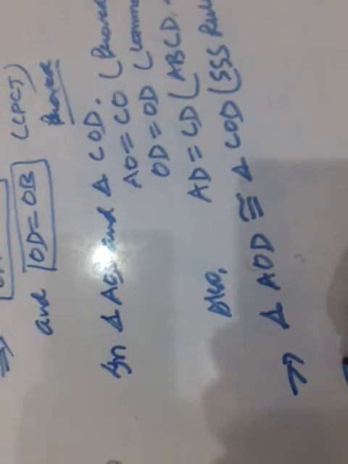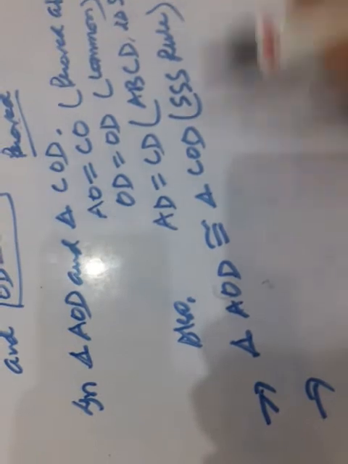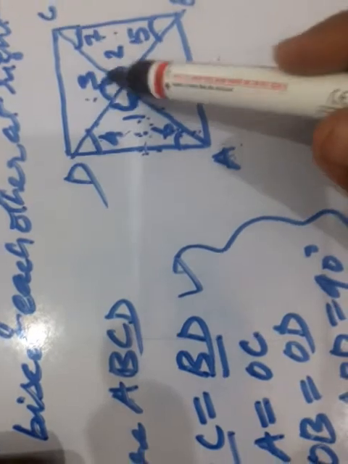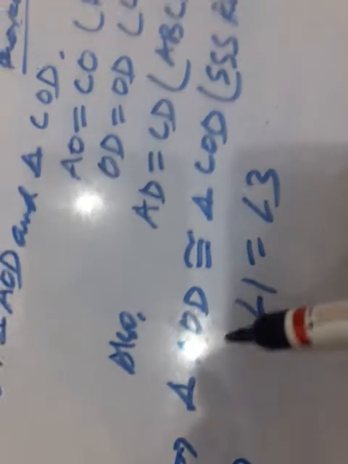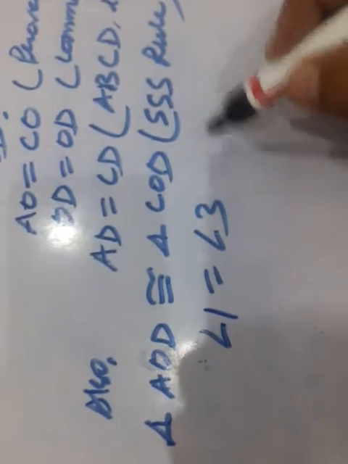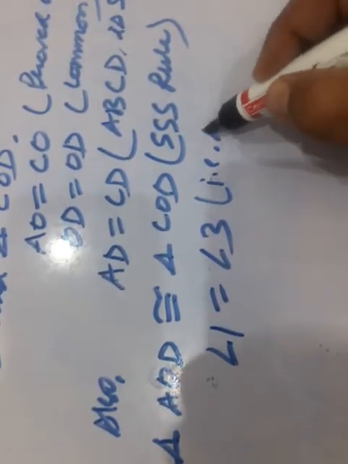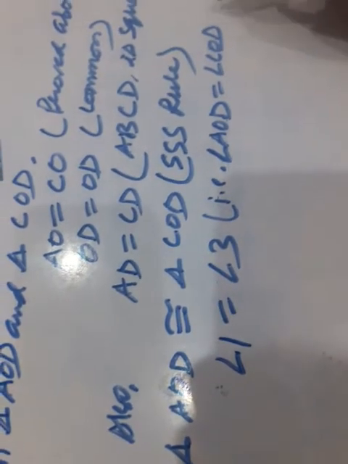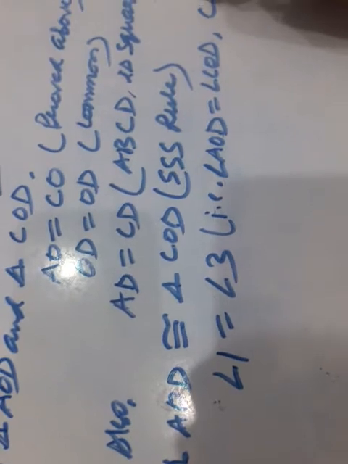Okay, children. Now from here we have to show that angle 1 equals angle 3. This is angle 1 equal to angle 3. They are corresponding parts of congruent triangles, that is angle AOD equal to angle COD, by CPCT.